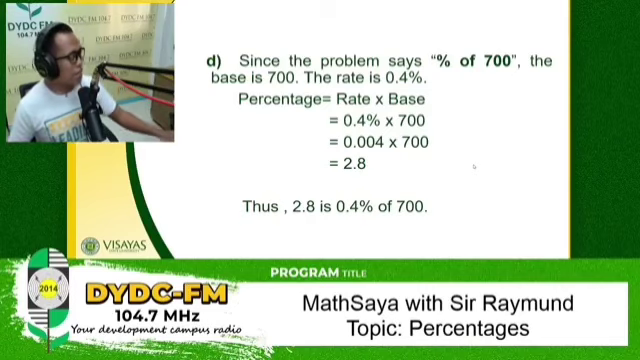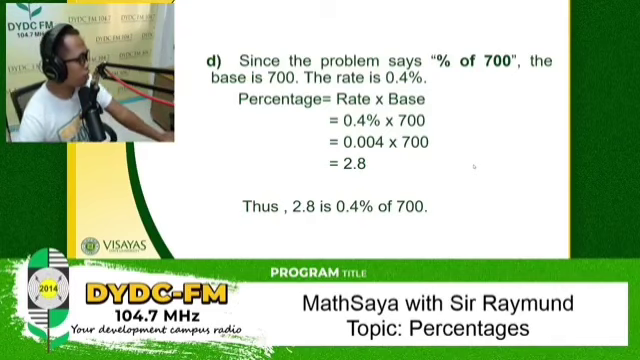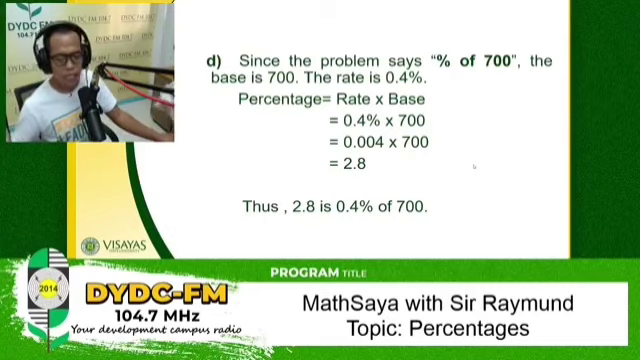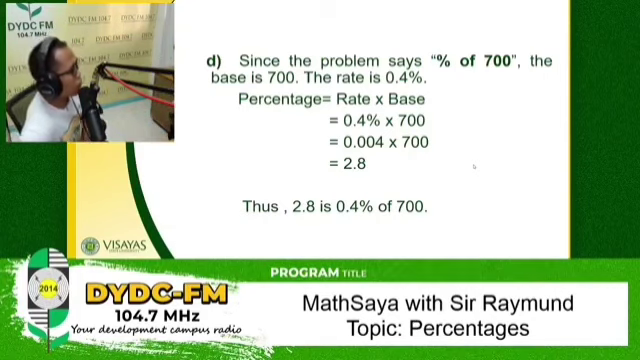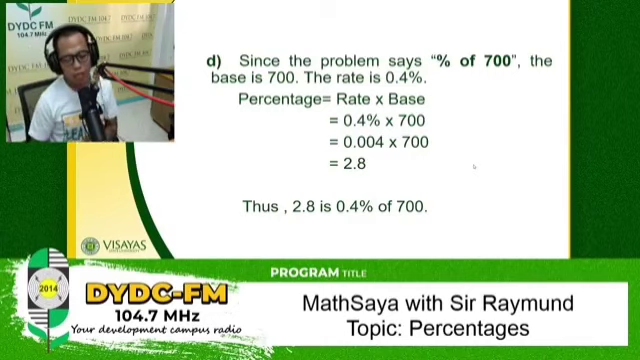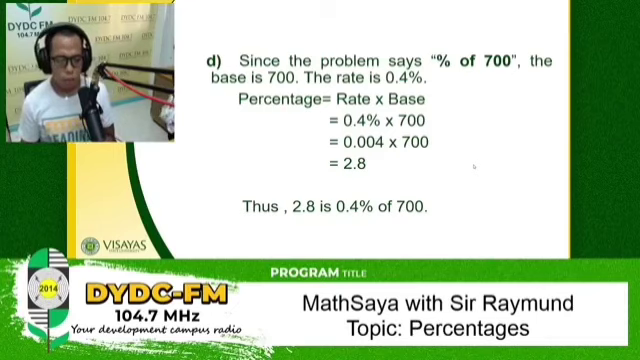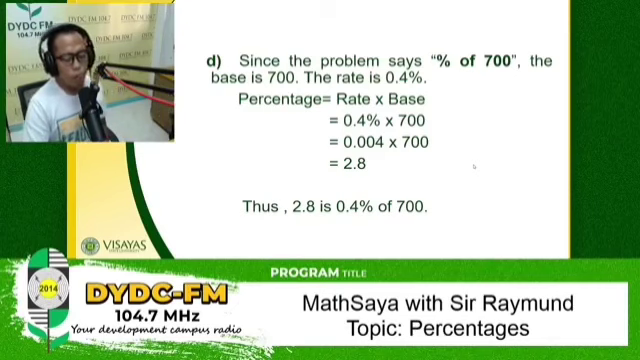Okay, for letter D, since the problem says percent of 700, the base is 700 and the rate is 0.4%. Okay, 0.4%. First, you have to convert 0.4% to decimal. So again, i-divide nimo siya by 100. So 0.4 divided by 100, that is 0.004 times 700. So 0.4% of 700 is 2.8.